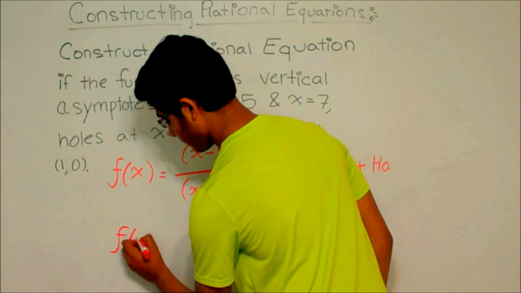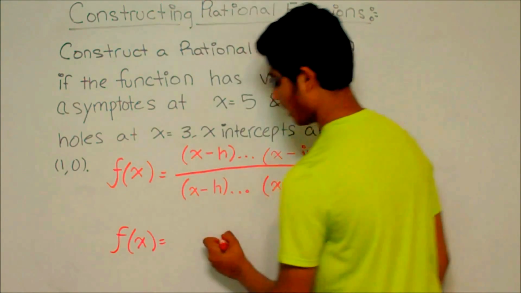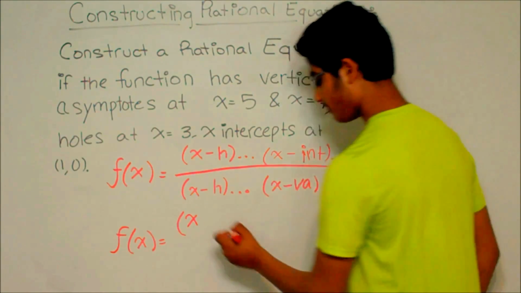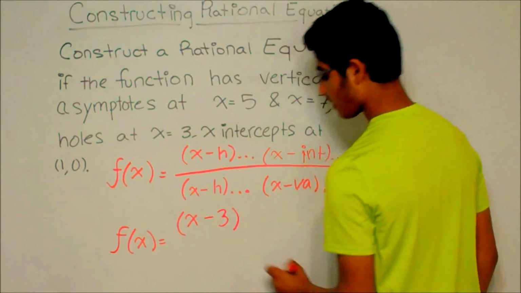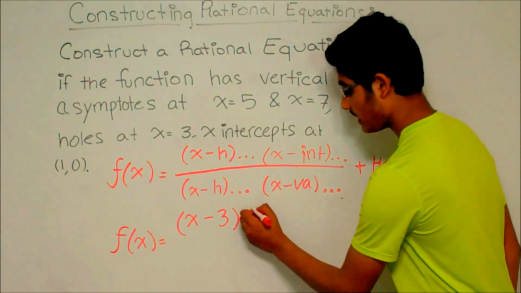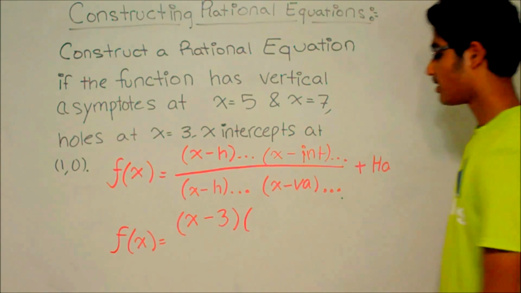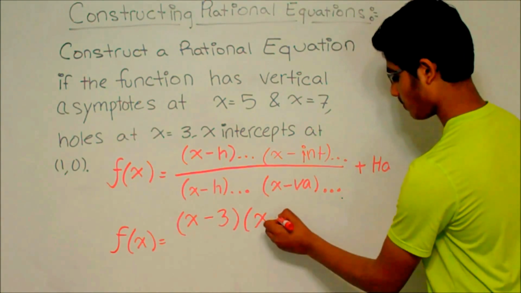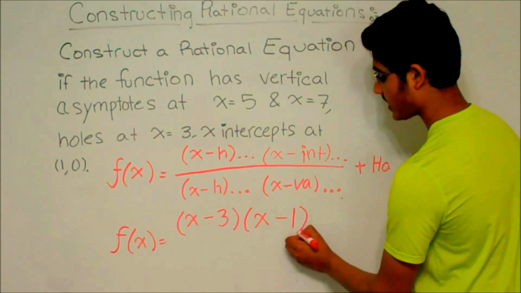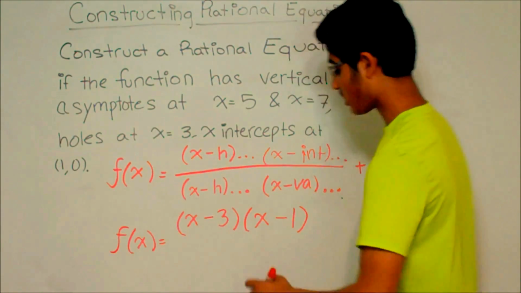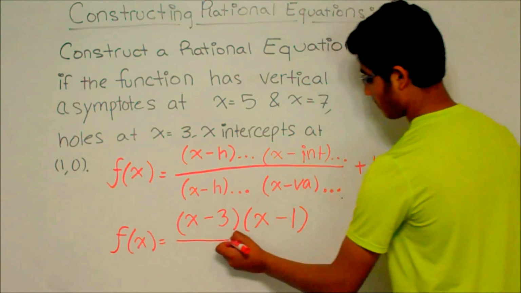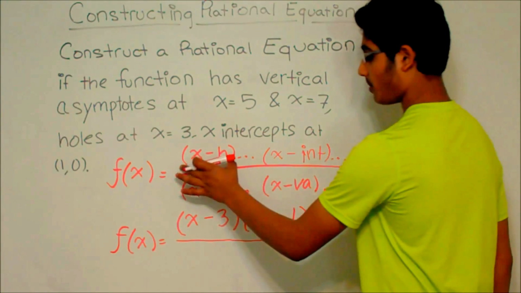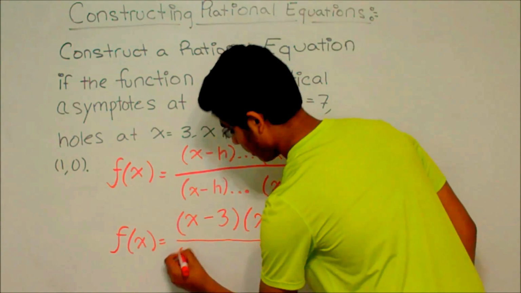So f of x is equal to x minus the hole, so x minus 3. There's only one hole, so now we're going to move on to x-intercepts, times x minus 1. As we can see, there's only one x-intercept, so we're just going to move on to the denominator, because now the numerator is complete.